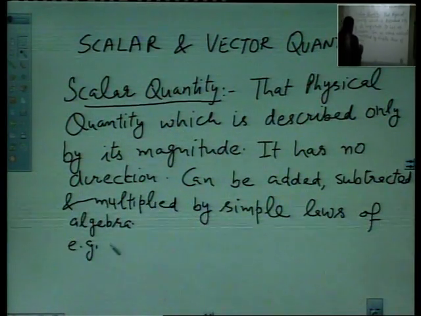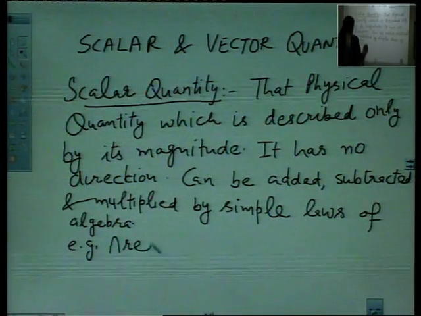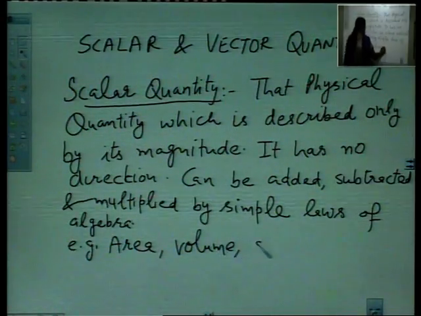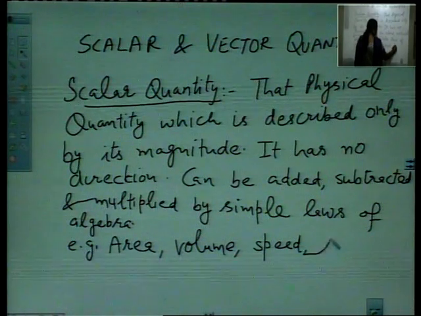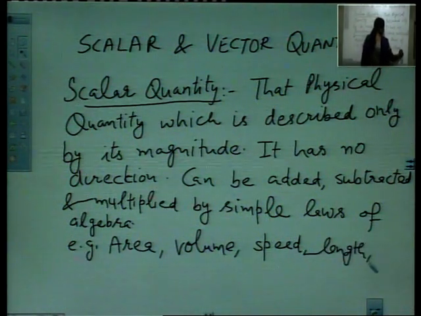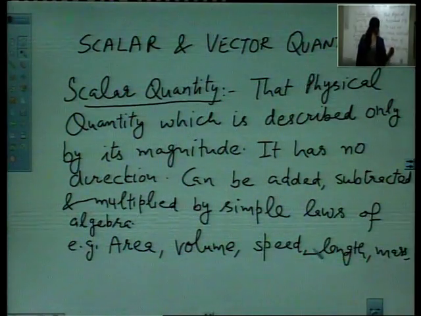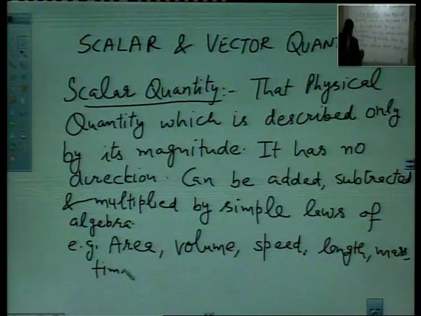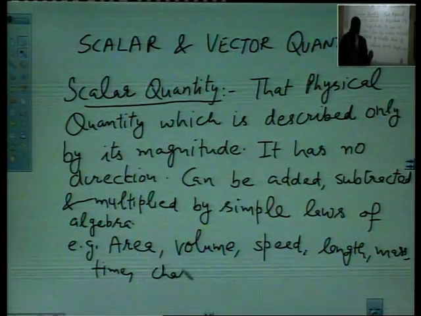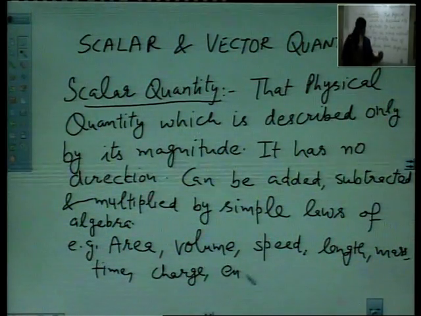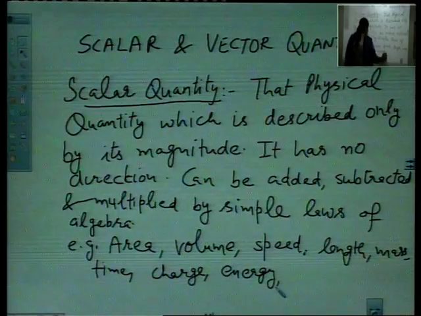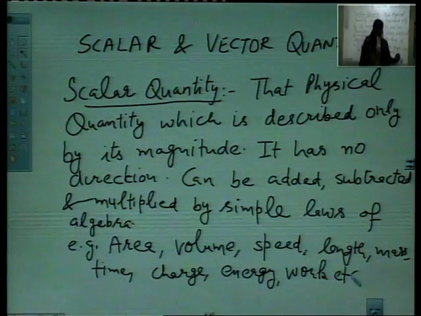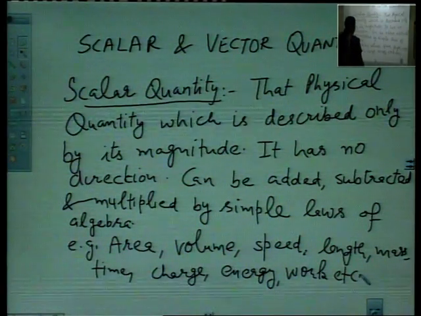The examples are area, volume, speed, length, mass, time, charge, energy, work, etc. So all these quantities are having only magnitude, so these are called scalar quantities.